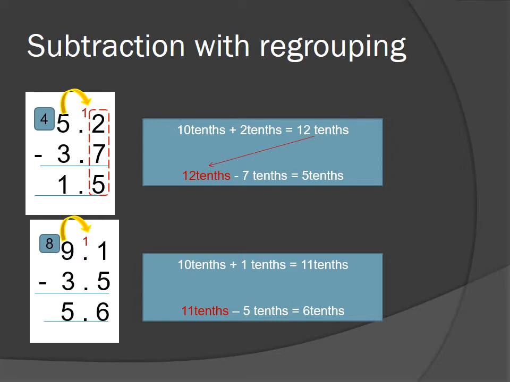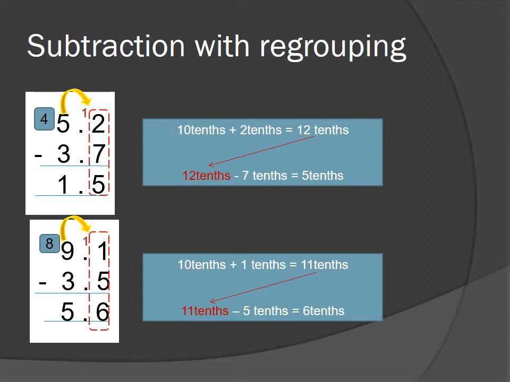10 tenths plus 1 tenth is equal to 11 tenths. Altogether there are 11 tenths. Now you can subtract 5 from that 11 tenths. So the answer is 6 tenths. 11 minus 5 is 6. So you can write 6 in tenths place.